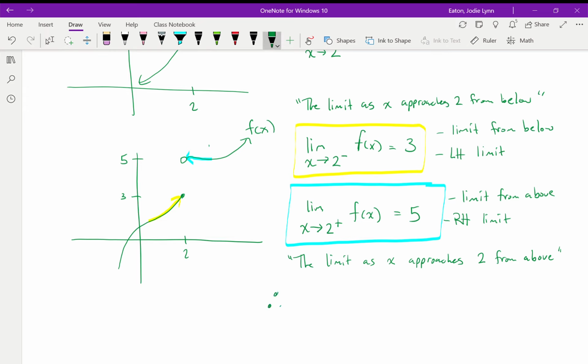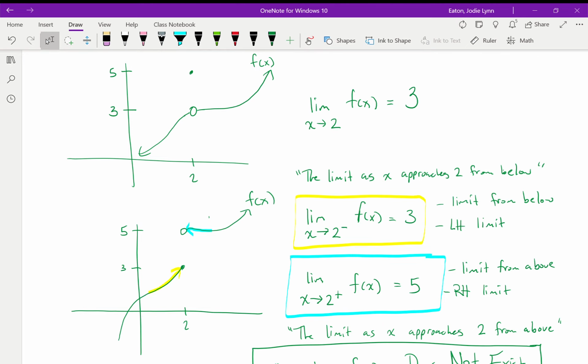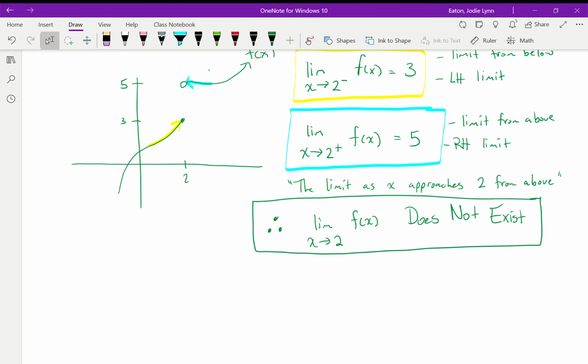So if the two limits from the two different sides are different, the limit as x approaches 2 of f of x does not exist. Okay? So this is our conclusion, that if our left-handed and right-handed limits are not equal, the limit doesn't exist. It's okay if we're going to a point and the point is different, but if we're heading for different points from different directions, the limit doesn't exist. Okay, so let's look at a couple of examples.